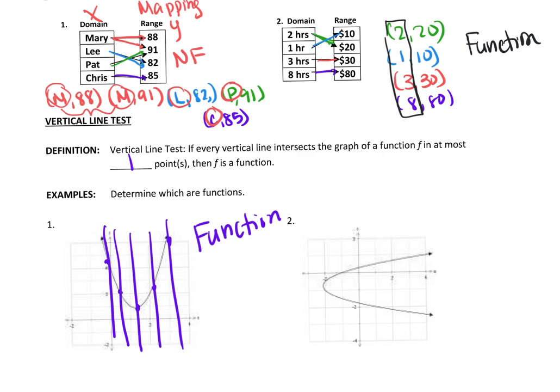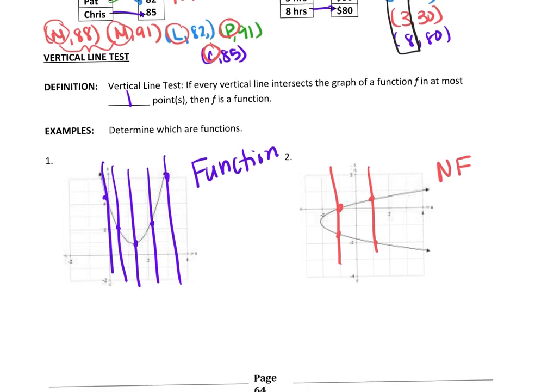This is a function. However, if you look at this graph right here, here it hits it here and here. Here it hits it here and here. If it hits it in more than one spot, it is not a function. This is because x values are repeating.